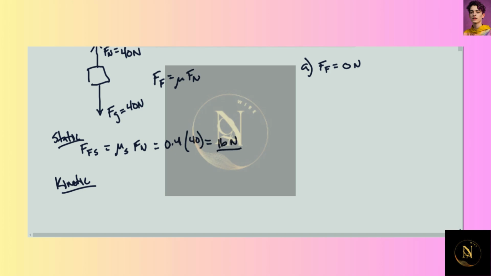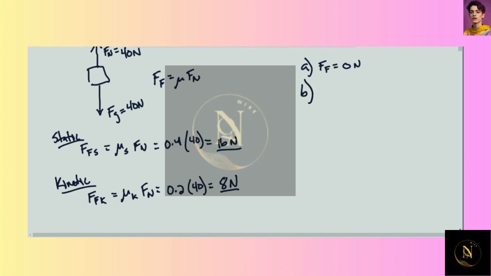And kinetic friction is the same thing. So the kinetic frictional force is mu sub k times the normal force. The coefficient of kinetic friction is 0.2. Normal force is still 40. So that's 8 newtons. Okay, so now that we know these two frictional forces, we can solve for these other questions.